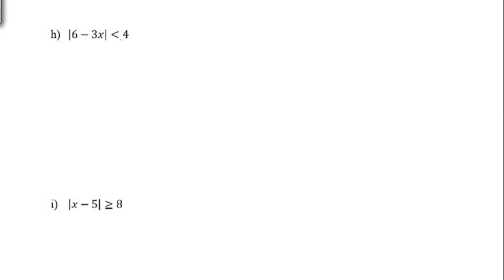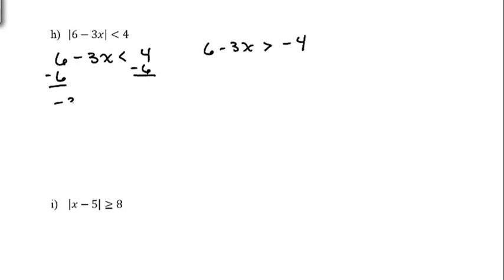Our next example, again, we have the absolute value alone already, so we can set up our two inequalities. 6 minus 3x is less than 4, and 6 minus 3x, reverse the direction of the inequality to greater than, and then change the sign of the right-hand side to negative 4. Subtract 6 from both sides, we get negative 3x is less than negative 2, and then divide by negative 3. We get x, we divided by a negative number, so we have to reverse the direction of our inequality to greater than, and that's positive 2/3.